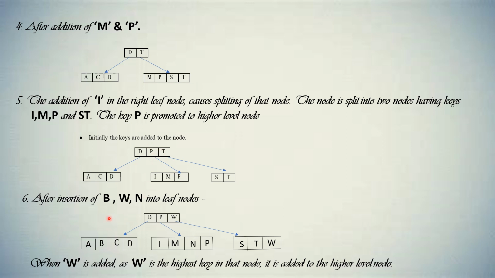After insertion of B, W, N into the leaf nodes, B is added here because it is less than D. W is added to the last node as it is greater than T, and N is added to the middle node as it is less than P. Then the higher nodes are verified and changed in the higher level node. When W is added, as W is the highest key in that node, it is added to the higher level node.